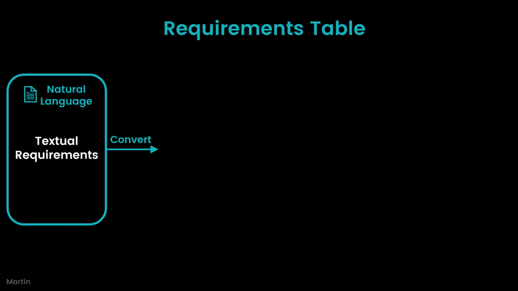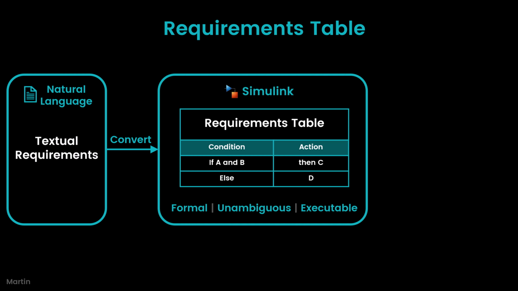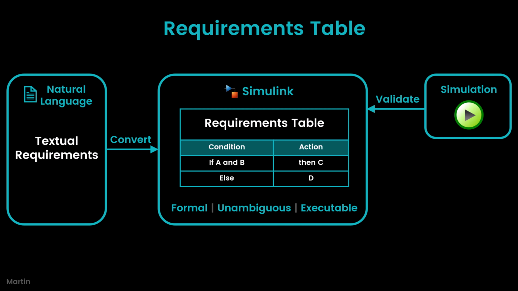A requirements table in Simulink provides a formal, structured, and unambiguous way to define system and software requirements, moving beyond the limitations of natural language descriptions. Because the table is executable, engineers can simulate it directly to validate that the specified behaviors align with the intended system functionality, enabling early detection of requirement defects before implementation.